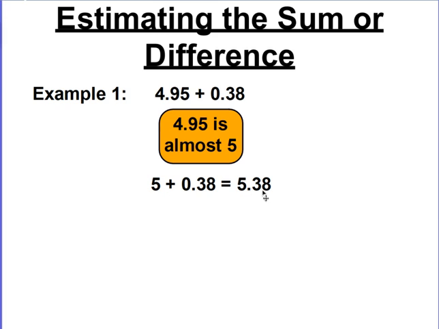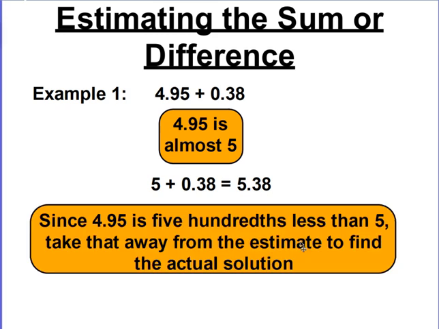So now we can use that estimate to find the actual sum, because 4 95/100ths is only 5/100ths less than 5. So if we take that away from our estimate, that will be the actual answer. So you can actually solve adding and subtracting decimals problems without doing the steps I'm going to show you later if you know how to estimate. So let's finish our estimate up. If we take away the 5/100ths from that, our actual answer is 5 33/100ths.